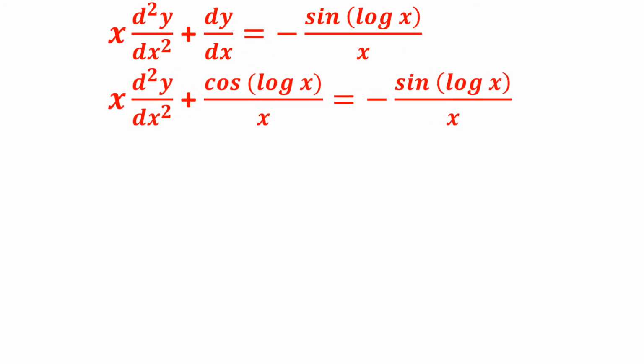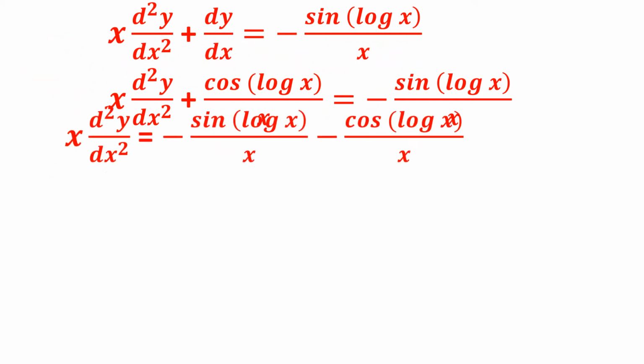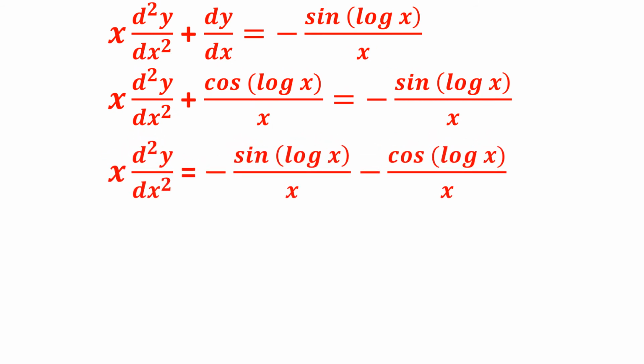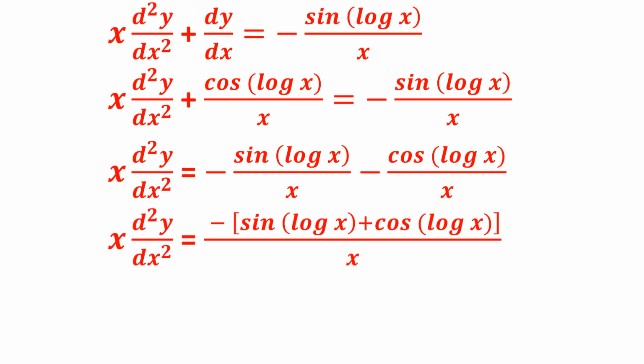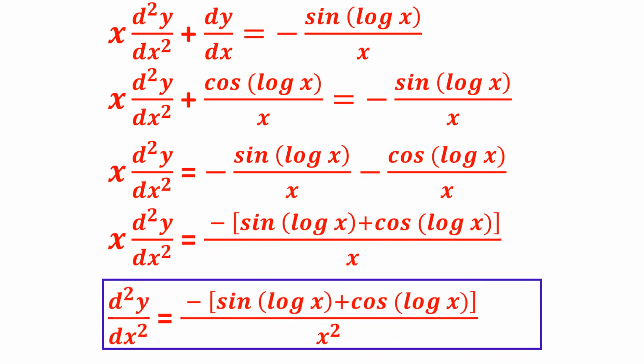We continue. x into d square y by dx square is equal to minus sin log x by x. We are replacing dy by dx by the derivative which we got, cos of log x by x. It goes to the right hand side now, becoming minus sin log x by x minus cos log x by x. And when you take the minus sign outside and push x to the right hand side, because you have here x into d square y by dx square, the final answer will be minus (sin of log x plus cos log x) upon x square.